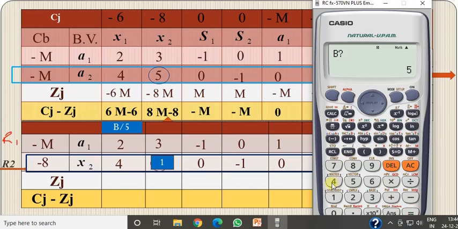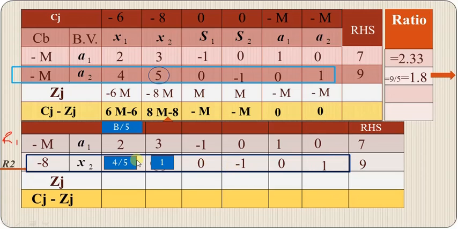Similarly, in the other cells, what is the value of b? That is 4. So I can write b is 4. So we'll get 4 by 5, then 0 by 5, then minus 1 by 5. So similarly we can calculate the other values. 4 by 5, 0 upon 5, 0, minus 1 by 5, 0 upon 5, 0, then 1 by 5, and RHS is also 9 by 5.